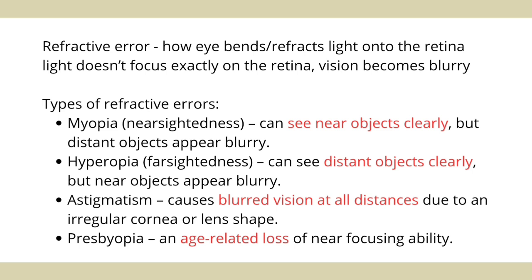Third is astigmatism. It causes blurred vision at all distances, due to an irregular cornea or lens shape. And fourth is presbyopia. It is an age-related loss of near-focusing ability. It usually happens as a normal part of aging, typically starting around age 40 and above.